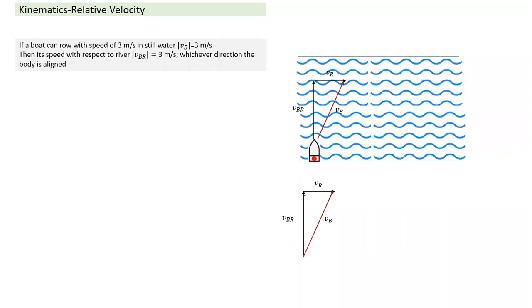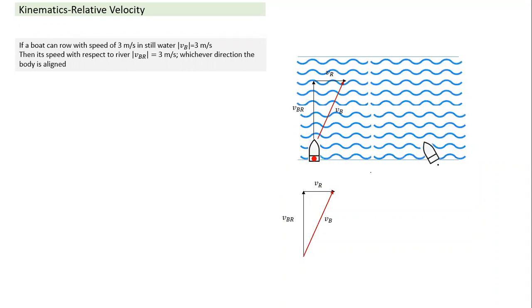What is VB? VBR plus VR. So we keep the tail of VR at the head of the first vector, and the resultant vector is from the tail of the first vector to the head of the second vector. That's VB. If you can draw this vector diagram, that's all there is in relative velocity, nothing else. So this is one orientation, and that's how it will end up.